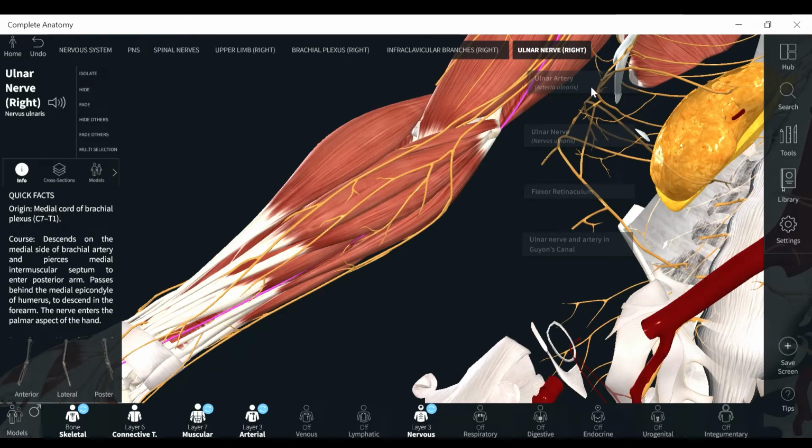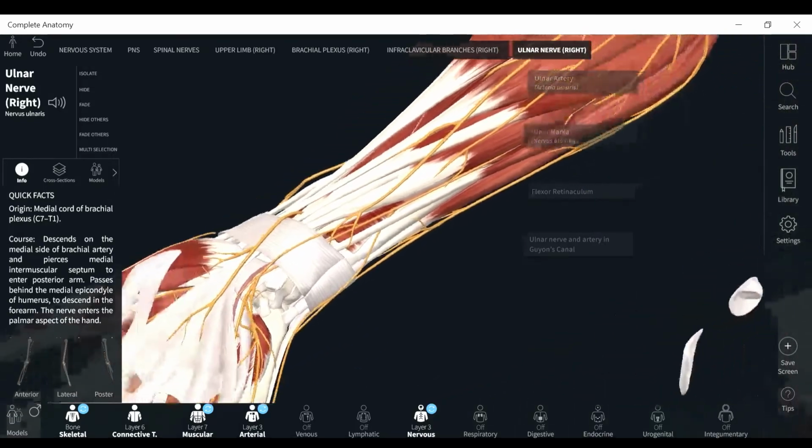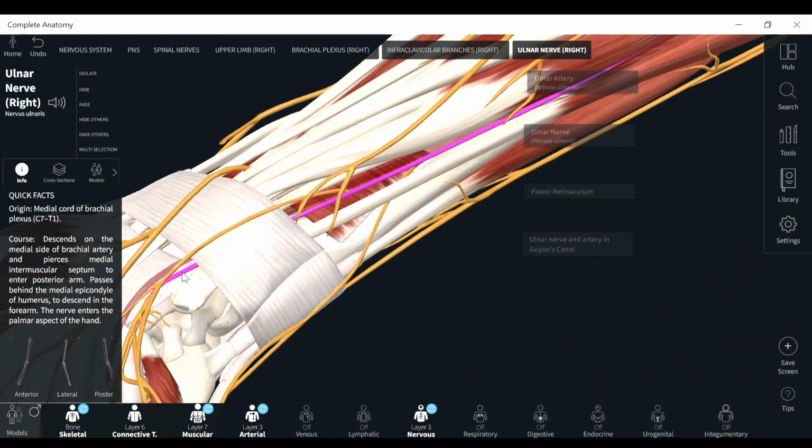I'm about to add the muscles back, but look for that pink purplish line. That's going to be your ulnar nerve. That's what we're focused on today. So we're going to still discuss those branches coming off the ulnar nerve. And if you can draw it out, it's still essentially pretty straightforward.